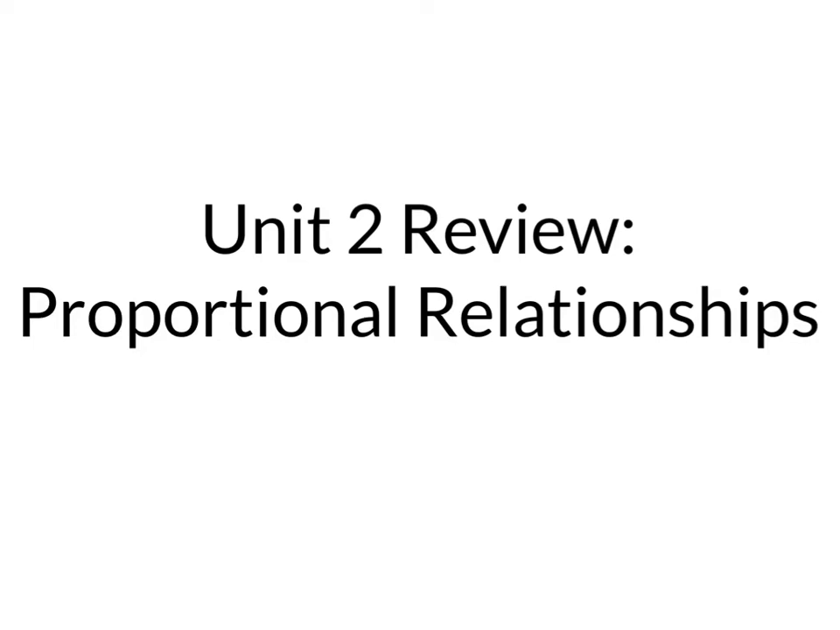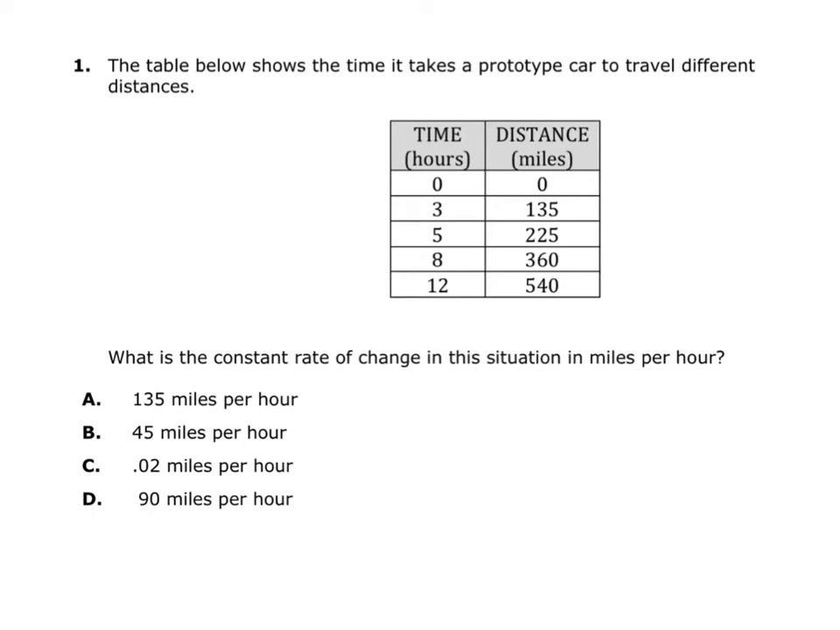Today we are going to go over the Unit 2 review. Number 1 says the table below shows the time it takes a prototype car to travel different distances. What is the constant rate of change in this situation in miles per hour?